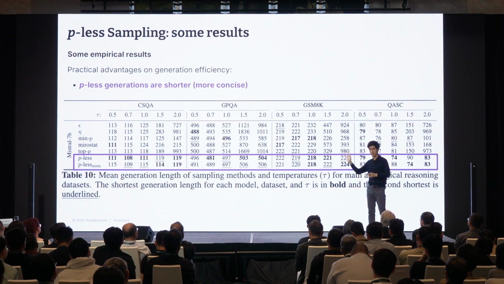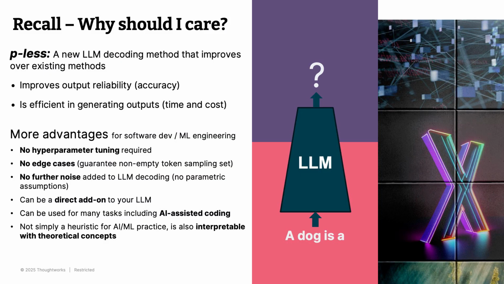Right? So let's recall, why is the P-less method useful? It's a method that really improves output reliability. It improves the accuracy of those generated outputs. It is efficient in generating outputs. The lengths are concise. And for us who are in the ML engineering and developer space, we do not need to tune the hyperparameters. Right? You do not need to report experiments that run over data sets, run over the decoding parameter like what you see in top K, top P, etc.